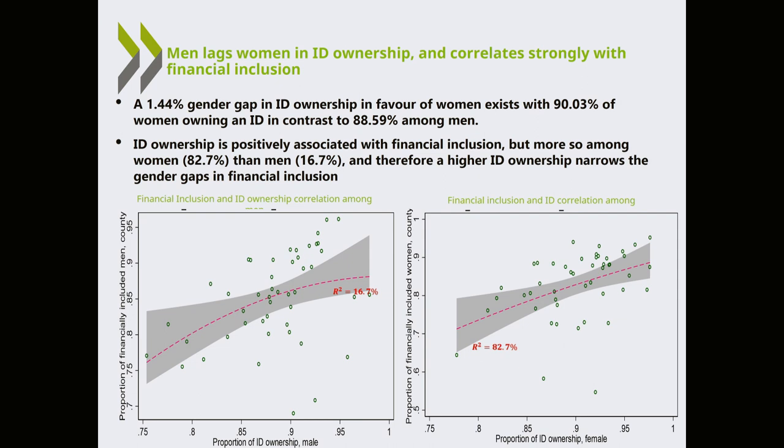So men are slightly lower on ID ownership than are women. And again, we see a positive association between owning an ID naturally and being able to have access to a formal financial account. That relationship appears to be much stronger for women than it does for men. It's interesting that it wouldn't be for men. That would be my question there. Why is it not higher for men?